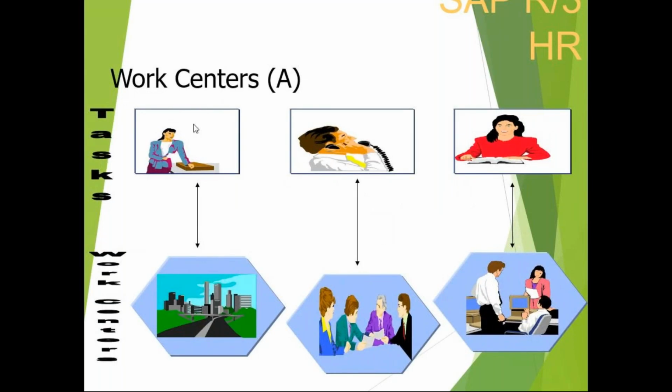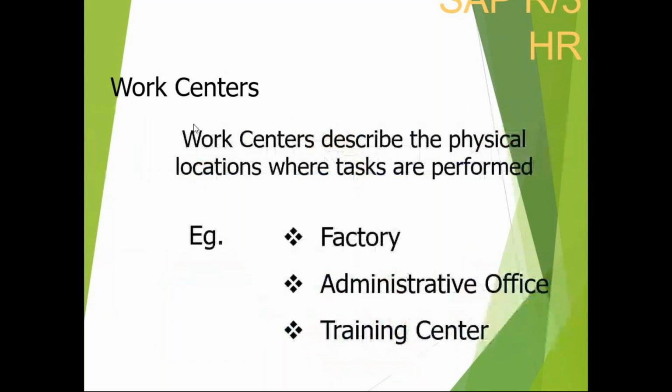Now you can go to maintain work centers. A work center is a place where you maintain all the administrative offices, all the factories, all the training centers. Work center describes the physical location where all the tasks are performed together, where all the positions are performing the tasks, where the task is performed by the persons. That is your factory, your sales department, administrative office, training office, anything. So that is a work center, and you should create it and assign to them.